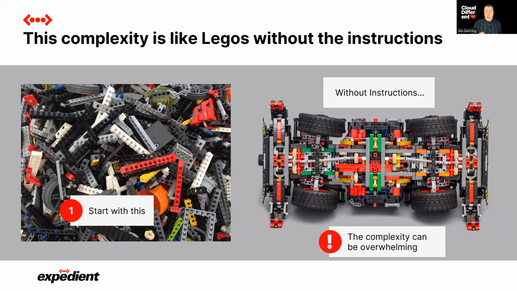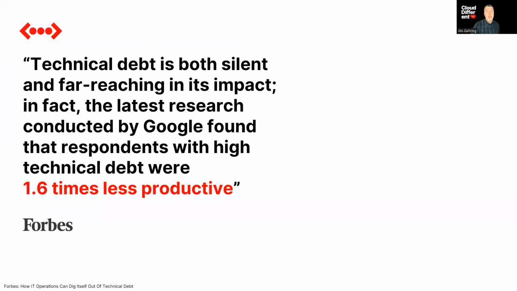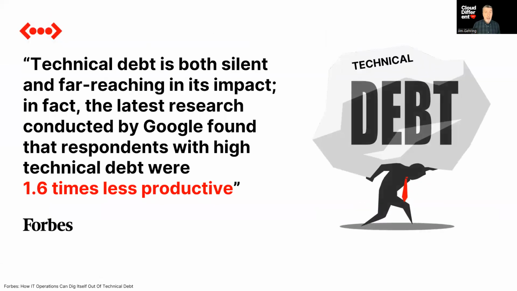So instead of just talking about this problem, let's use some numbers. Let's refer to this study that Google did, that Forbes published. And I think this says exactly what I've been saying, but with stronger language. Technical debt is both silent and far-reaching in its impact. And silent because people aren't paying attention to it. Why not? Well, actually, I was going to tell you, but I'm going to wait for that slide.